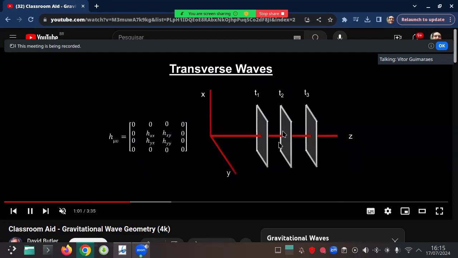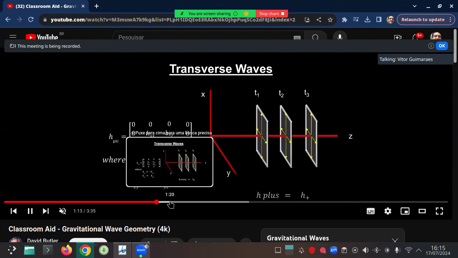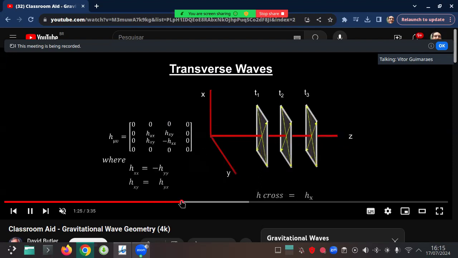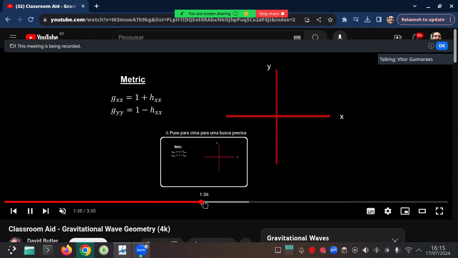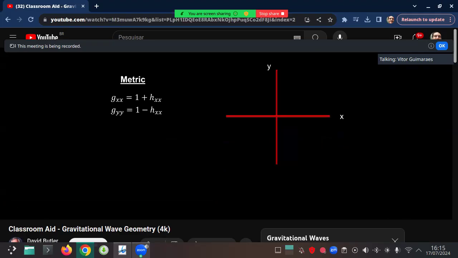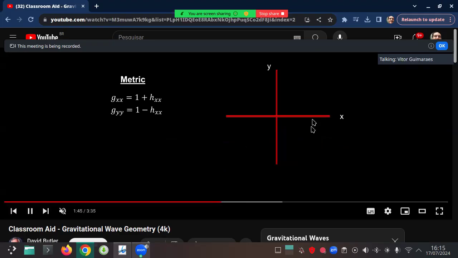Here he's showing different points in time to see what happens. So he does the cross and plus polarizations. Now we're going to see exactly what we saw with the set of particles arranged in a circle, and see what happens.